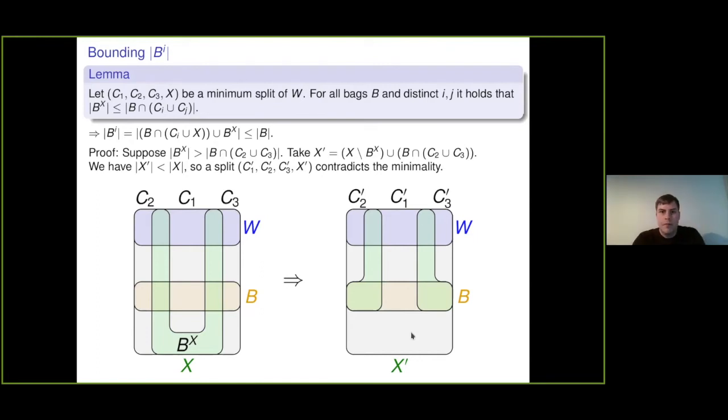Okay. Are there questions about this proof? Okay. No questions, so let's go forward.